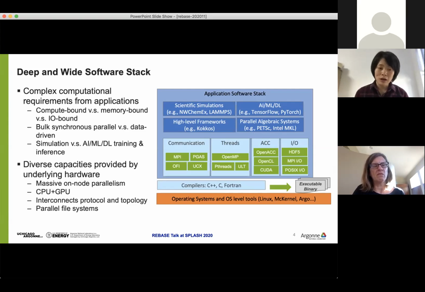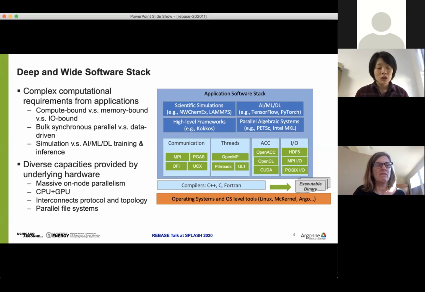From the parallelism side, we have both traditional bulk synchronization parallelism as well as some irregular data-driven parallelism. So the communication system becomes complex too. Of course, from the application level, we have simulation as well as training, and also some inference happening on supercomputers now. Those add all the complexity that we have to address in the software stack, which makes it very fat.